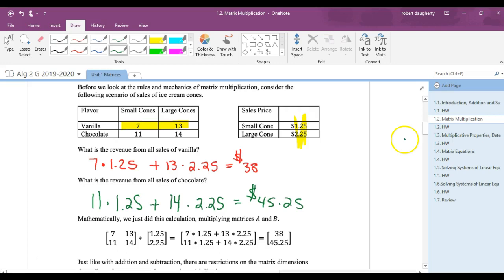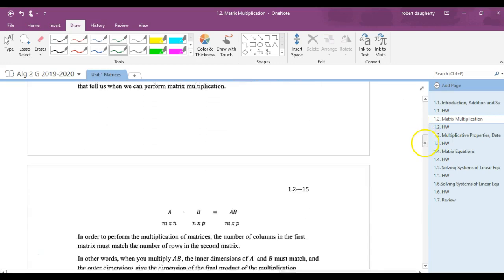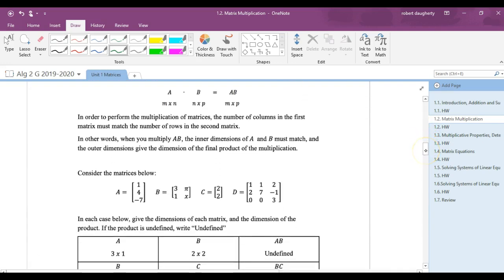So let's talk about how we're going to take it out of the context of ice cream cones. In order to perform matrix multiplication, you have to first figure out if it's defined or not, okay? So you'll look at the dimensions of the first matrix, the dimensions of the second matrix. If this is defined, these numbers have to be the same. So you just look at the inside numbers have to match.